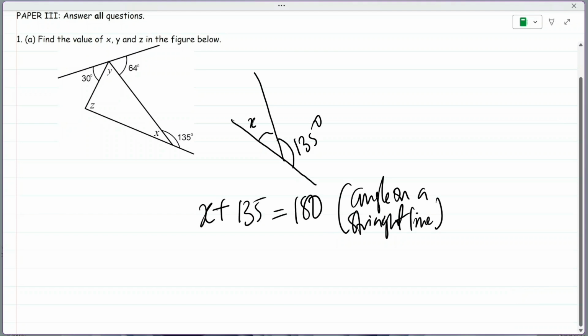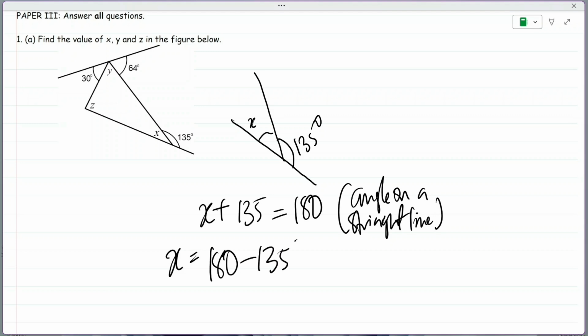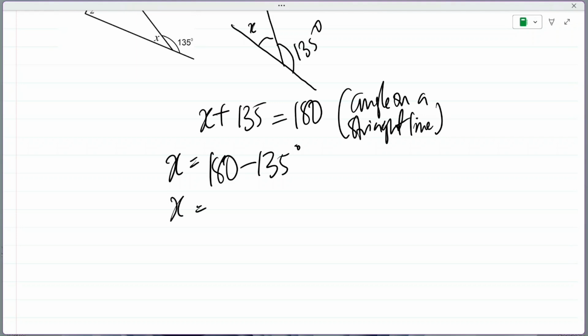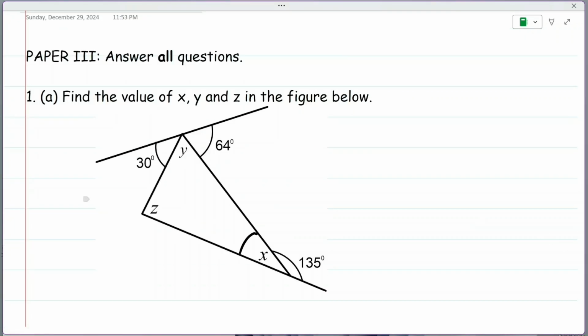To find x, we take out the plus 135 degrees. x equals 180 minus 135 degrees. Standard in math, you have to subtract 135 from both sides. The result would give you the same value as taking plus 135 over the equals sign, and it turns to minus 135. So we have x equals 180 minus 135, which is 45 degrees. x is therefore 45 degrees. We know x is 45 degrees.